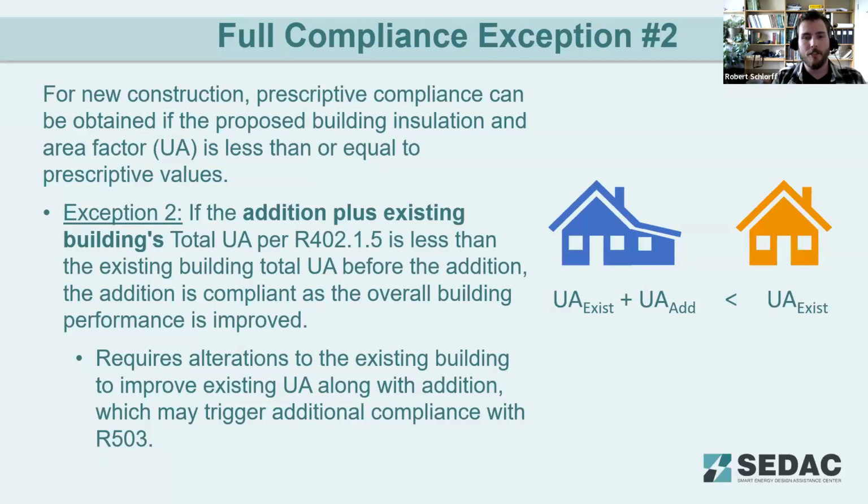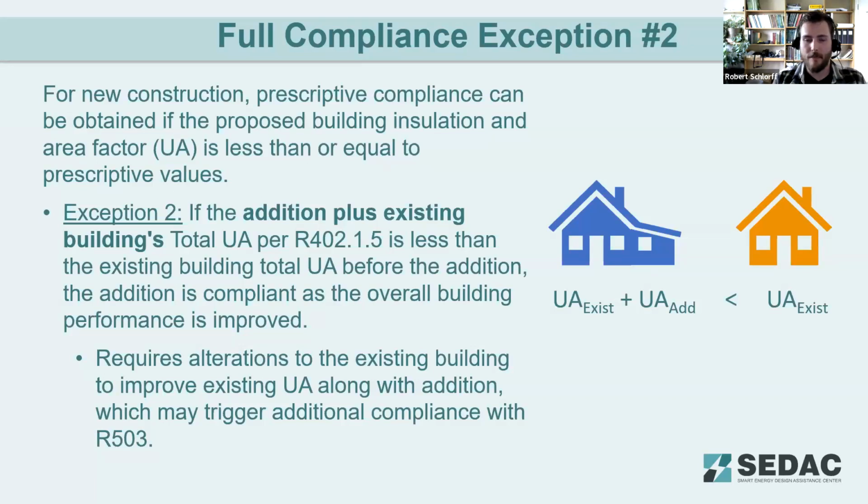So for new construction, prescriptive compliance can be obtained if the proposed building insulation and area factor, so the UA of the building, is less than or equal to prescriptive values. So for new construction, you're comparing the UA of your structure to the UA that is calculated with the U value tables within the prescriptive requirements of the code. So you're comparing the UA of your building to the UA of the prescriptive requirements of the code. This exception number 2 under additions states if the addition plus the existing building's total UA per R402.1.5 is less than the existing building total UA before the addition, it is compliant as the overall building performance is improved.